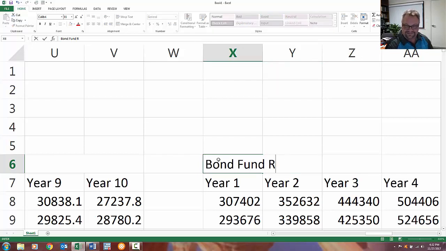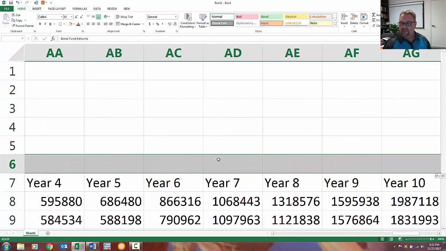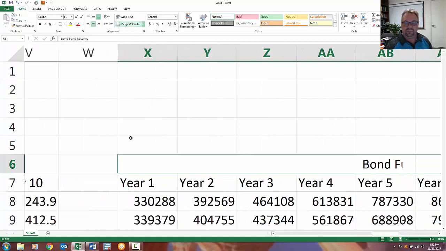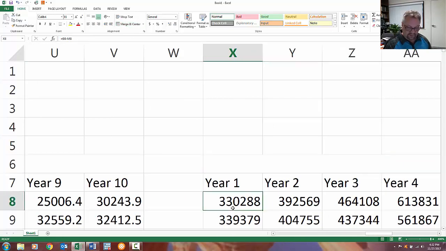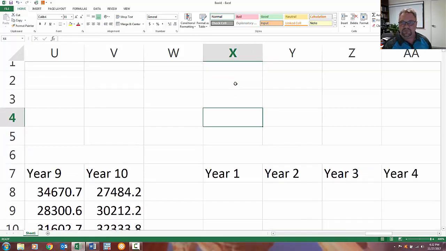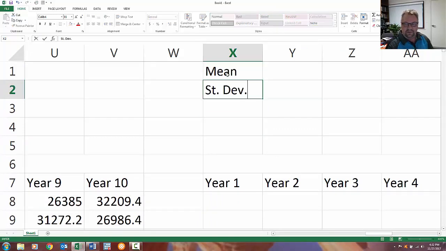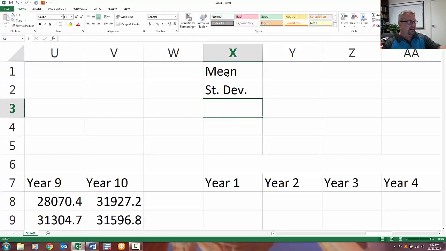bond fund returns, and merge and center. And so that means I need to get rid of this. Delete. Okay, and so then the bond fund stuff I'll put right here. So mean, standard deviation. Oh, you know what? I don't have to put in a lower and upper bound, because it's the same as the withdrawals for the mutual fund. So all I need are the bond fund returns.